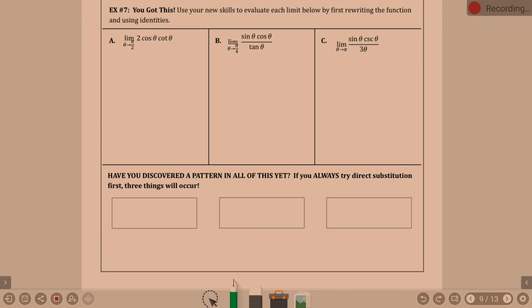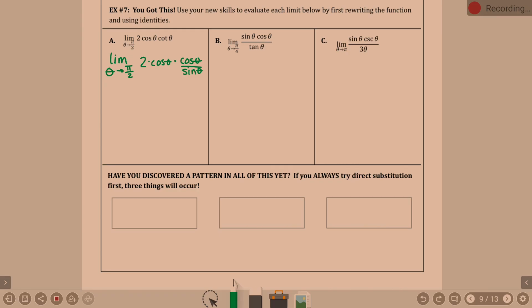Cotangent is cosine over sine. That's about the only thing I remember. But that's what you need to remember. Okay, so if you plug it in right now, I'm guessing it's not going to work because of how they have it written. So if we work to adjust this, I'm still writing the limit so I don't forget. The limit of theta as theta approaches pi over 2. This is 2 times cosine theta times cotangent, which is cosine over sine.